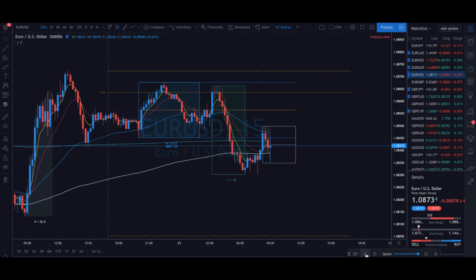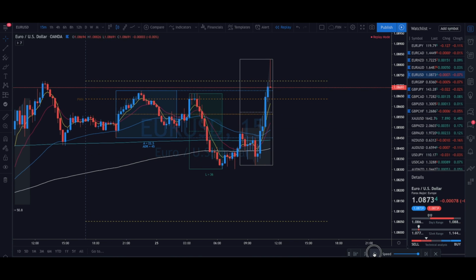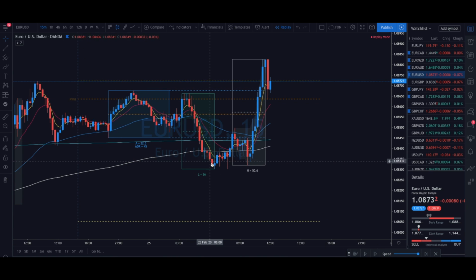Okay, so as you can see here, there's your setup to go up. There's your W pattern there. Second leg was in the New York session, and then you're going up. The trade that was taken was this one right here.